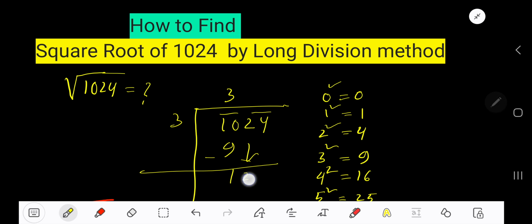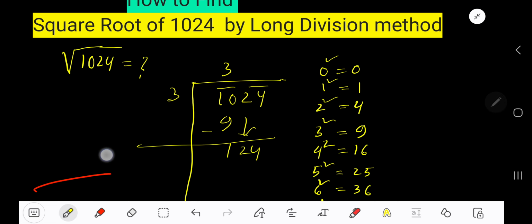Bring down the next pair. You have placed the digit 3, so the same digit will come under this divisor. Add 3 plus 3, 6. Place here a number, and that number also comes here. Now multiply this number with this.